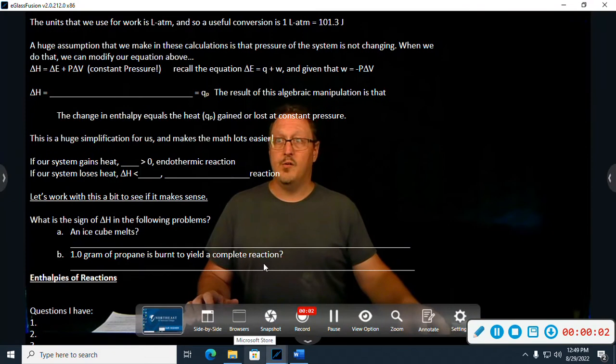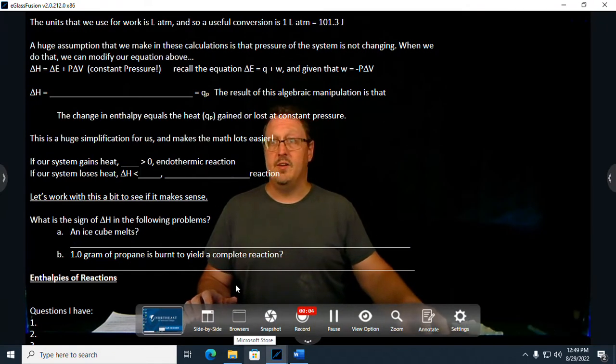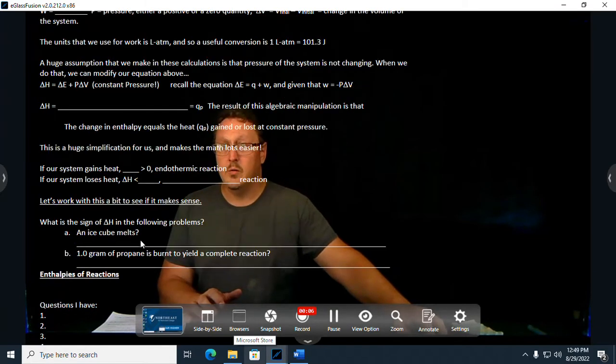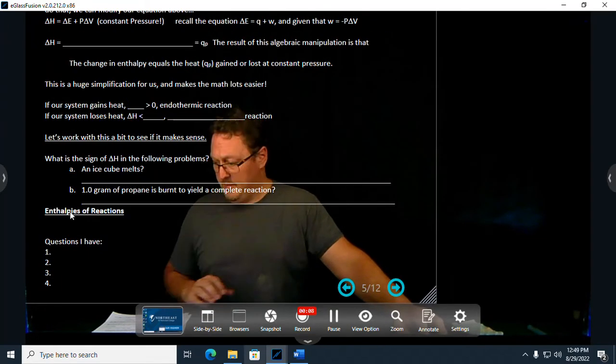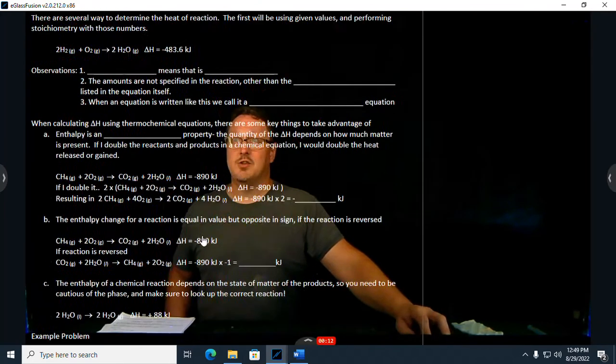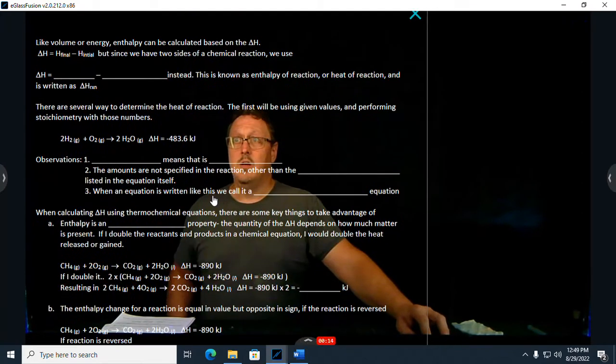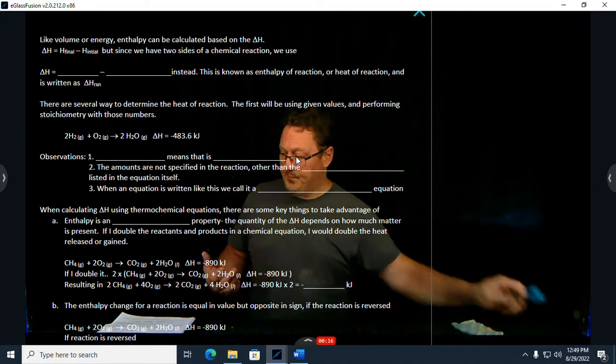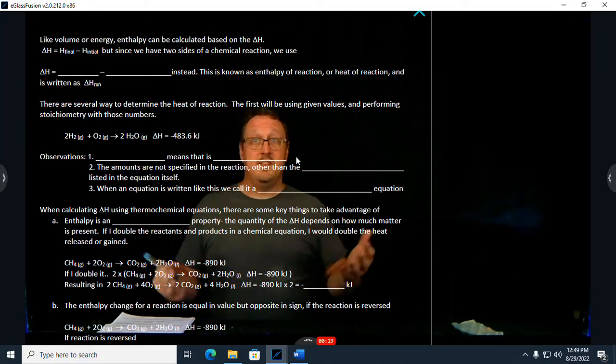All right, so now we're going to talk about enthalpies of reactions. And so we're starting notes here on the bottom of this one, but here we go. So, enthalpies of reactions. Like volume or energy, enthalpy can be calculated based on its change.